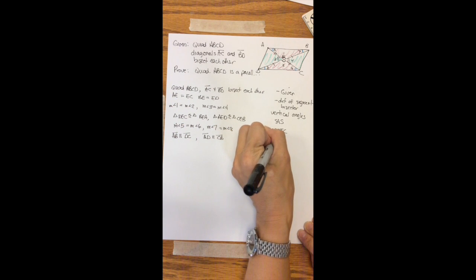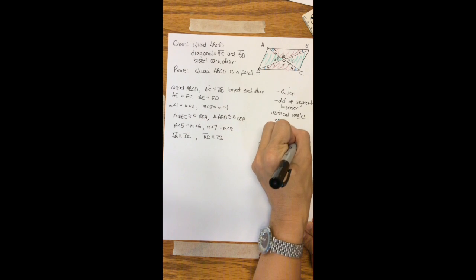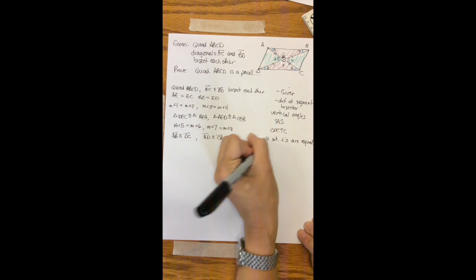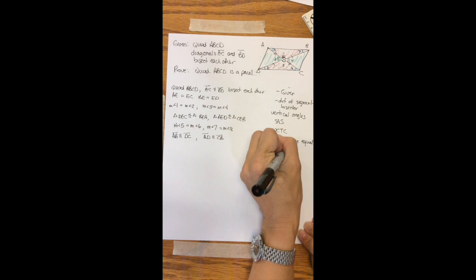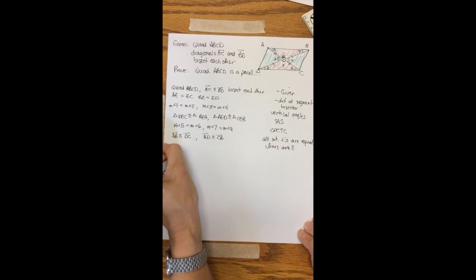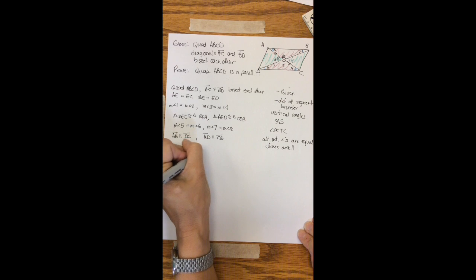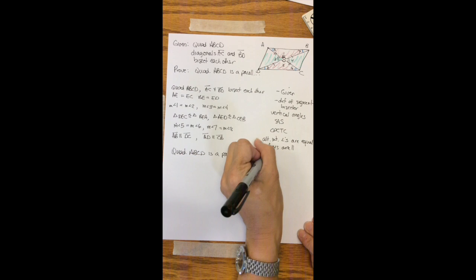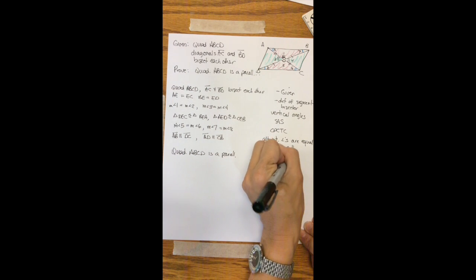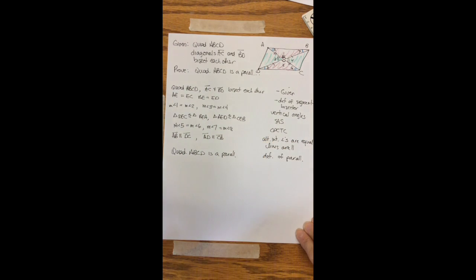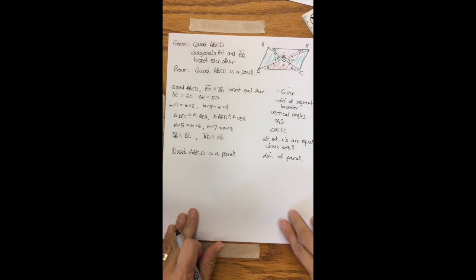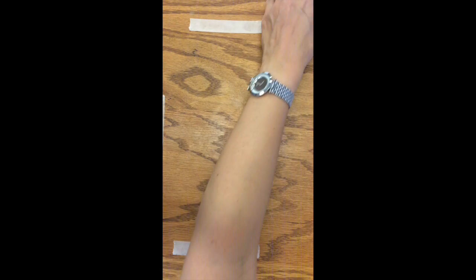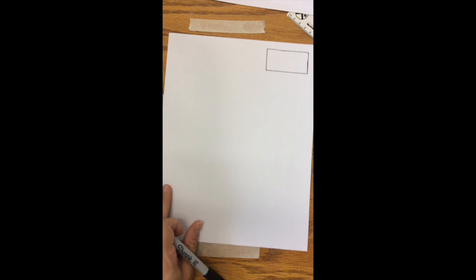When alternate interior angles are equal, the lines are parallel. So we know quadrilateral A, B, C, D is a parallelogram because of the definition of parallelogram. Yay! One more. Let's talk about that rectangle. Okay, it's the last one.